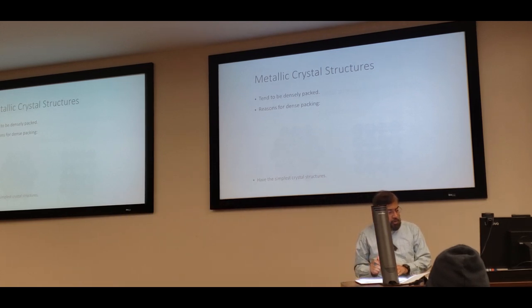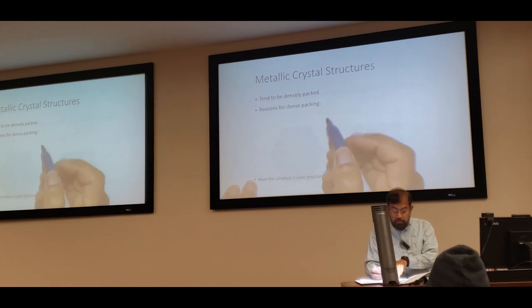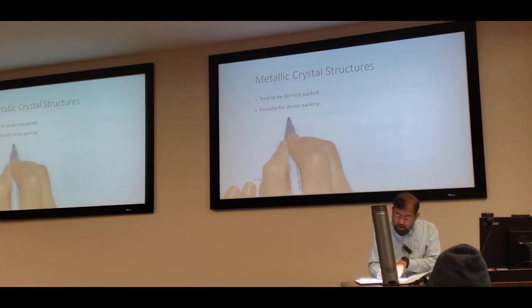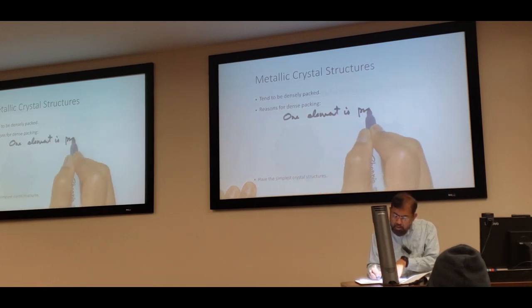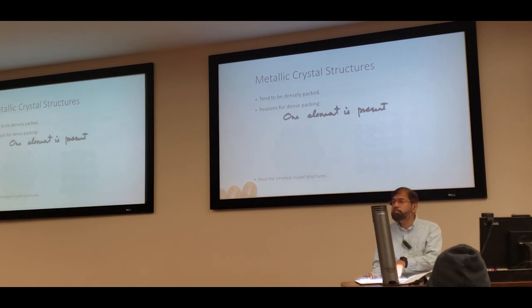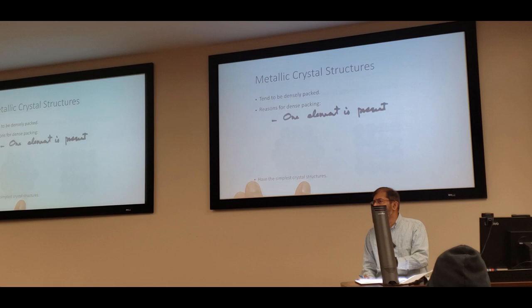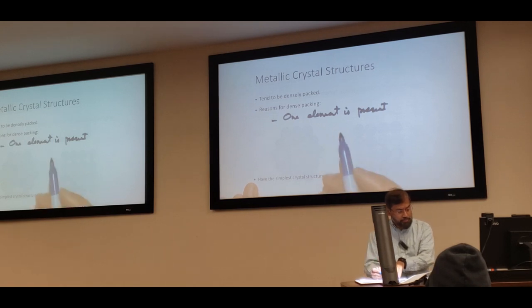So, the reason for only one element is... only one element is present. So what is the effect of that? Only one element is present. That means if it is iron, only iron atoms are present. What is the relevance of that? Because when only one element is present, all the atoms are of the same size. Agree? Atoms are of the same size.